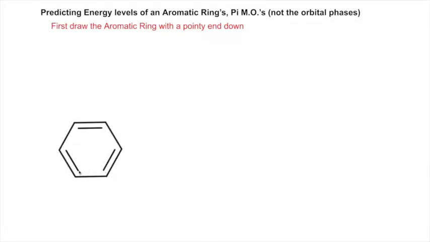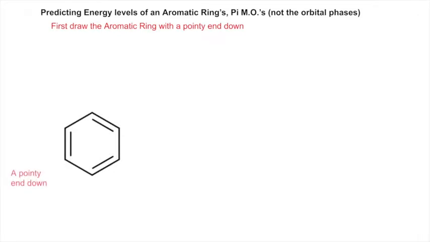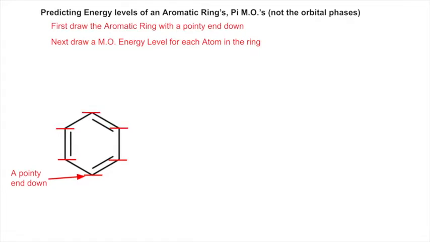All right, so now I want to show you predicting the energy levels of an aromatic ring. We're going to predict the number of pi molecular orbitals and their relative energies, not their orbital phases though. I'll show you what that means. So first thing you do is you draw out your aromatic ring with the pointy end down. So you can see right here, this guy, it's got a flat end down, not a pointy end down. So let me slowly rotate it around. Boom, there we go. And now the pointy end is down. And then at each carbon in the ring, you have an energy level of your molecular orbital diagram. It's a pretty interesting little trick, huh?